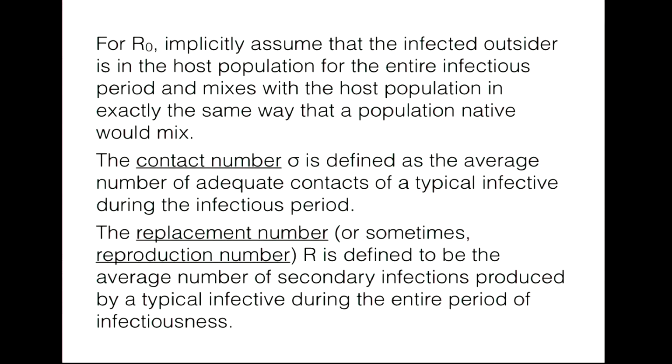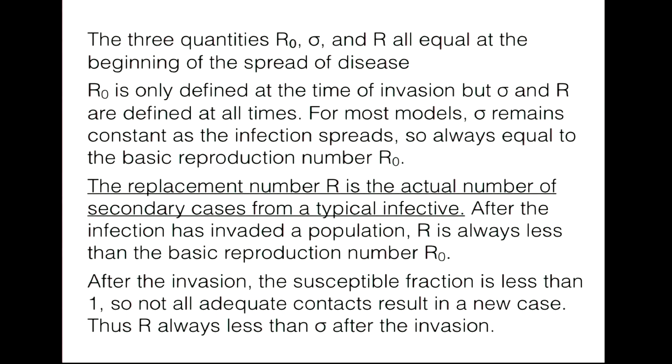The second definition is that of a contact number, sigma, which is the average number of adequate contacts of a typical infective during the infectious period. So at the point at which the individual becomes infected, the contact number is large, but as time goes on, that person may contact fewer and fewer people. And finally, the replacement number, or sometimes the reproduction number R, is the average number of secondary infections produced by a typical infective during the entire period of infectiousness. All these numbers are equal at the beginning. If you have one infected individual for one particular disease in a susceptible population, then R0, sigma and R are all equal. But where they differ is what happens at later times.